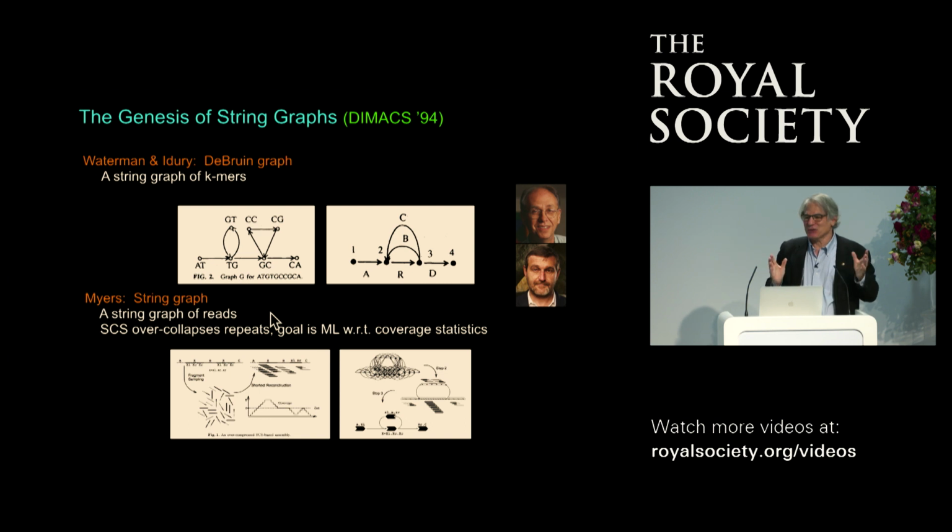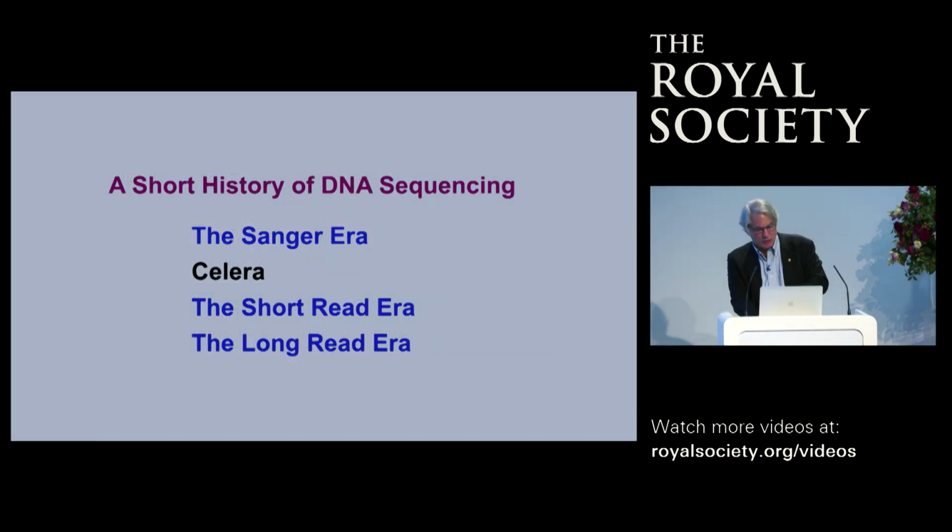And it turns out that these two graphs are the major graphs used in trying to solve this assembly problem. But this was a significant advance. And I'll come back to the string graph in a minute when I talk about the Celera story, which I'm about to start on now.